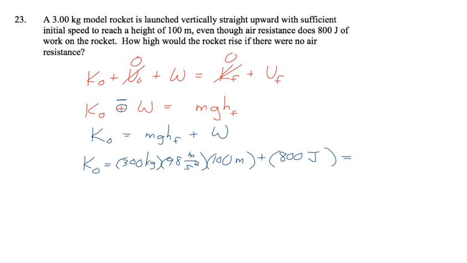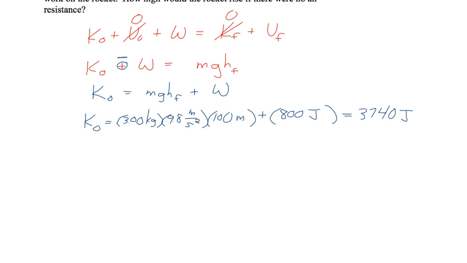What's that? 3,740 joules. So now that we know that, now we're just going to solve the problem again. I'll do it in a different color here. So we're going to have the same equation, KO plus UO plus W equals KF plus UF. There's really only one part to this problem, but we had to do this first to get this.